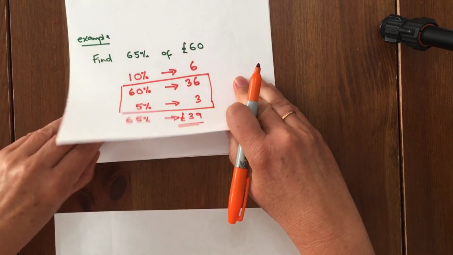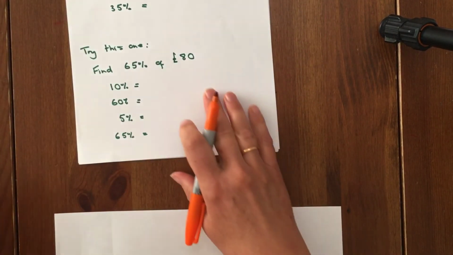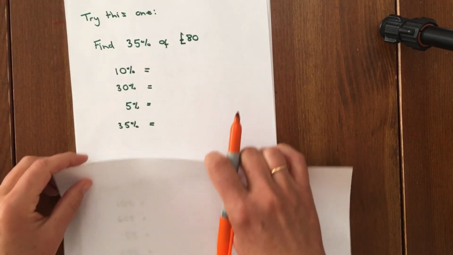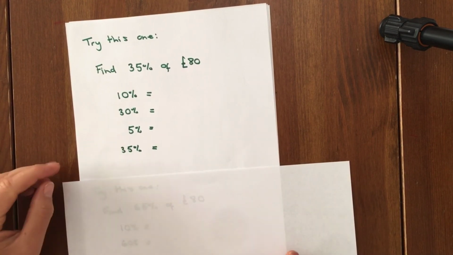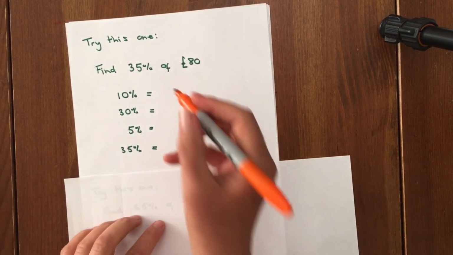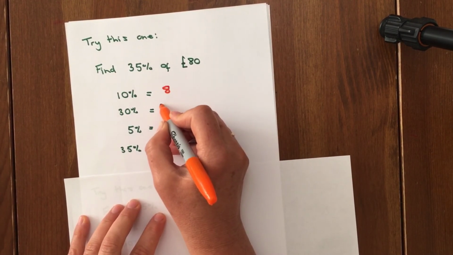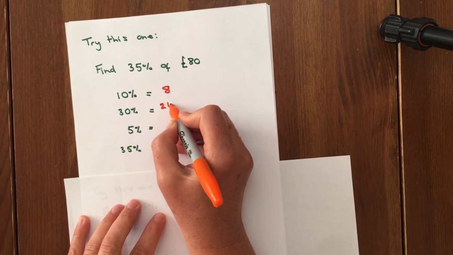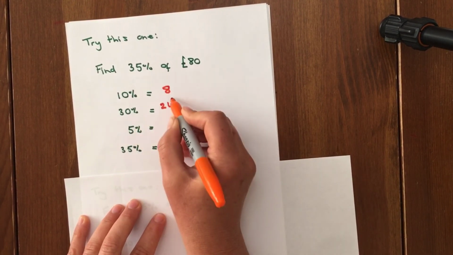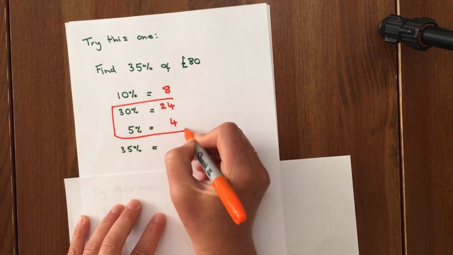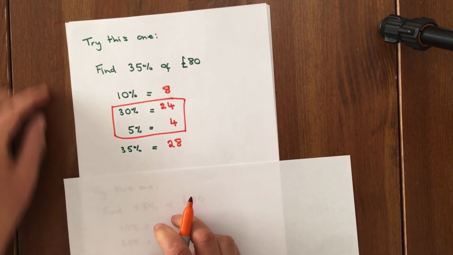Right, so before I give you your learning check, I would like you please to try this one here. Okay, on your own, off you go. Okay, 10% is 8, times it by 3, half 10% to get 5%, so half 8. Add these two together to get 35%.